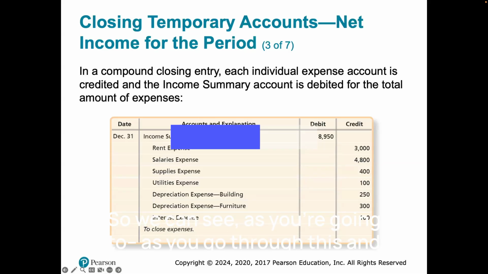So we can see as you go through this and you're doing it through the ledger, you're going to have to enter that amount for each one of the ledger accounts to close them out and zero them out. But then when you create the journal entry, it's going to be a compound journal entry with income summary being the first entry as the debit of the total amount of all the accounts, and then listing each one of the expense accounts that you're closing and inputting a credit amount for each one of those accounts to zero them out.